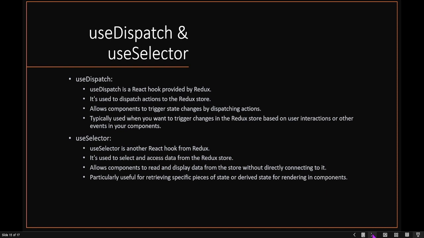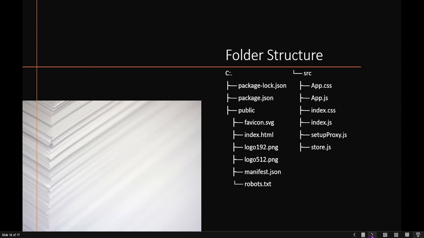useSelector is another React hook from Redux. It is used to select and access data from the Redux store, and allows components to read and display data from the store without directly connecting to it. It is particularly useful for retrieving specific pieces of state or derived state for rendering in components. So this is the folder structure.